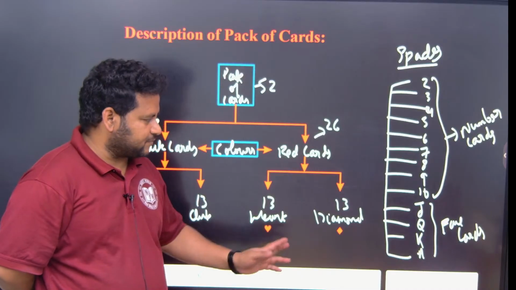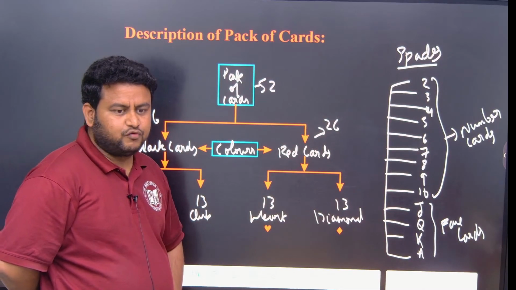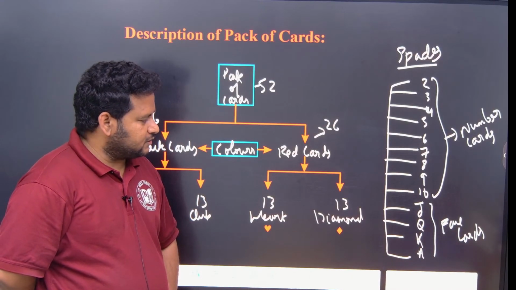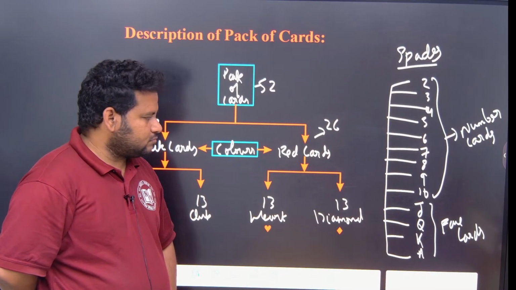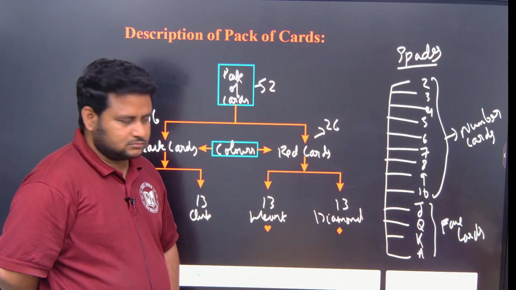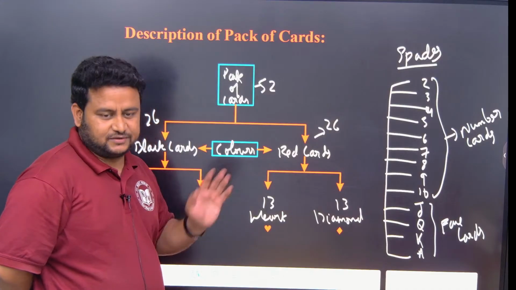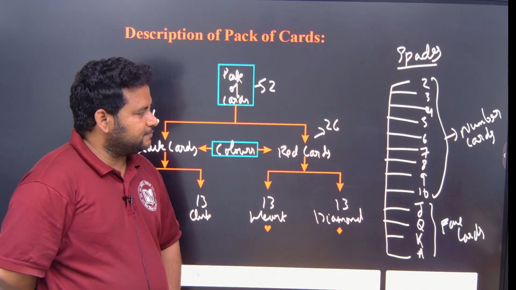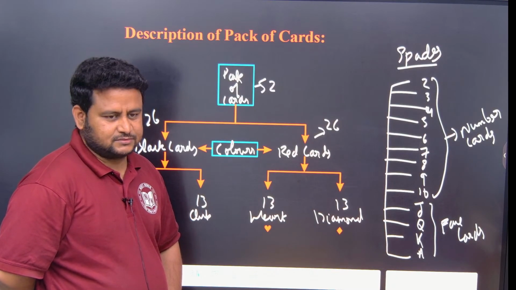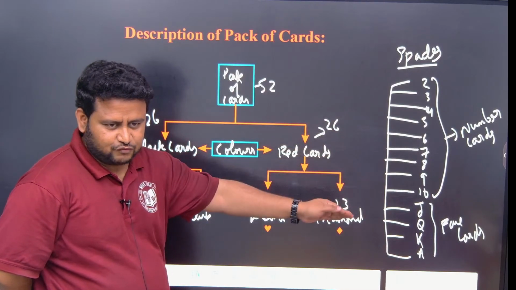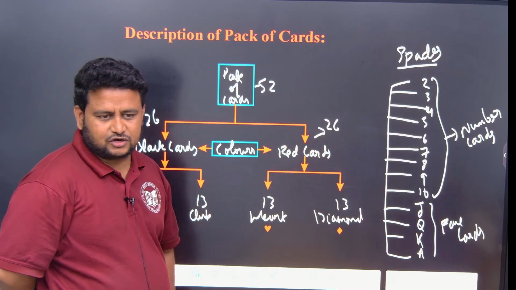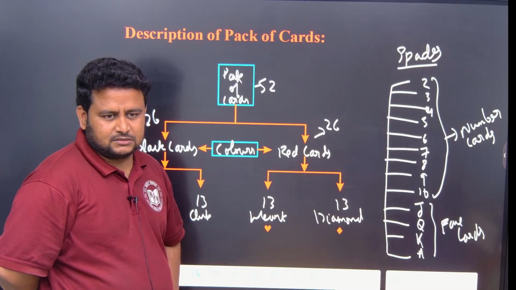If you talk about jack, how many are there? 4. Queen 4, king 4, ace 4. So face cards are how many? Think correctly. 4, 4, 4, 4, it is 16. Number cards are 9 in each suit, and 9 into 4 is 36. So total, out of 52, 36 are number cards and 16 are face cards.